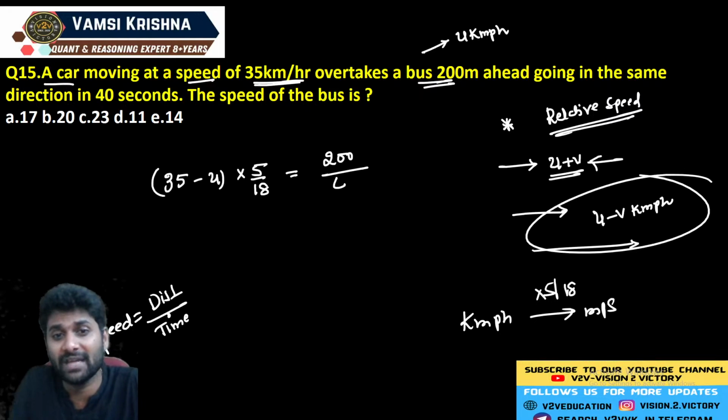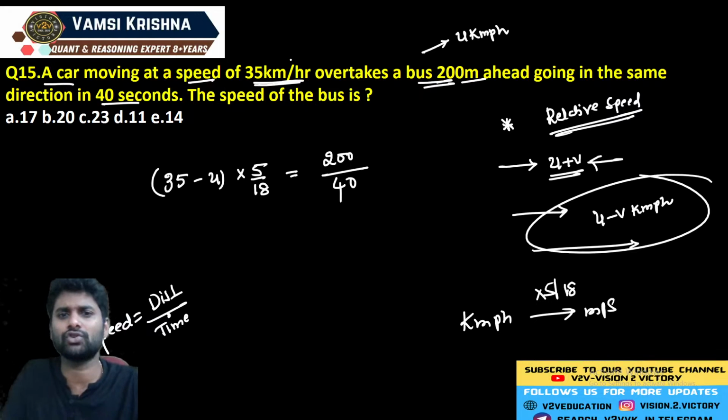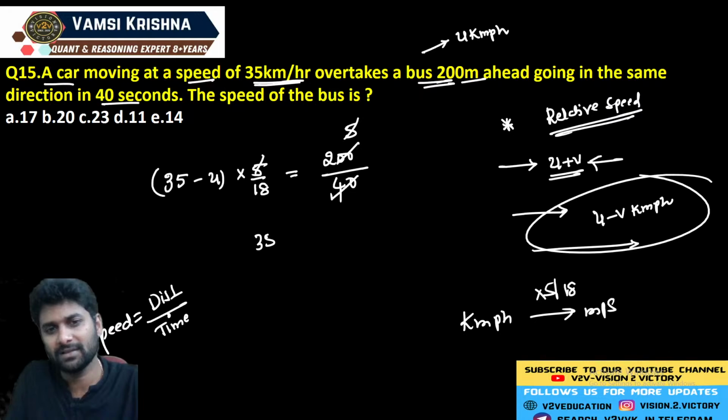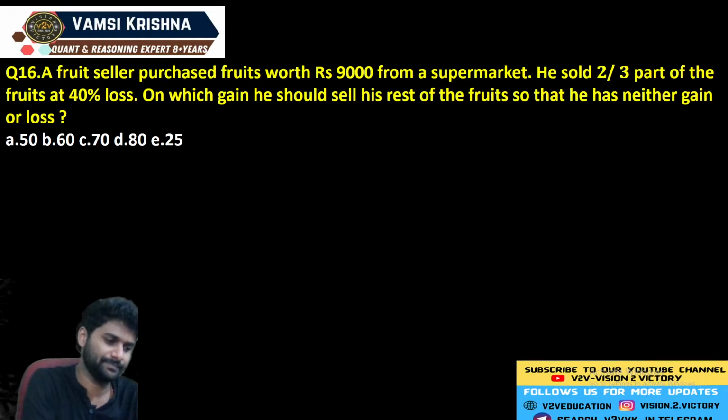Now you should identify how much time it takes. They already given it's 40 seconds. It's in meters. That's why we are converting kilometer per hour to meter per second. Just go through the calculation. So 5 times 5, 5 cancel. 35 minus u is equal to 18, then u is equal to 70. Next.